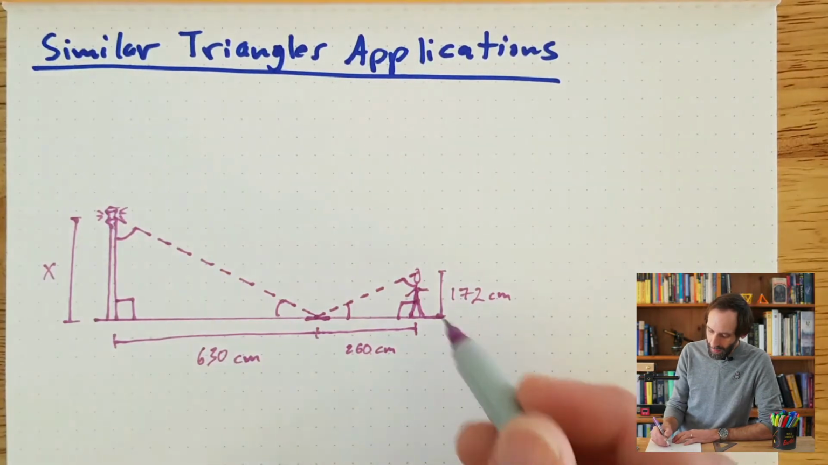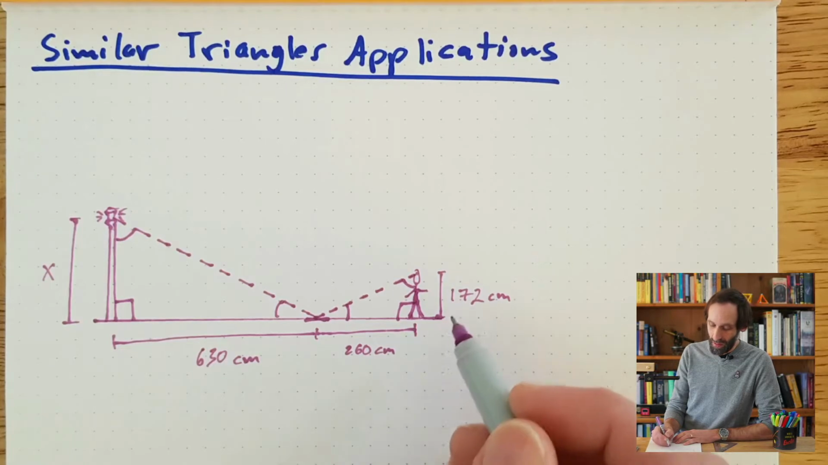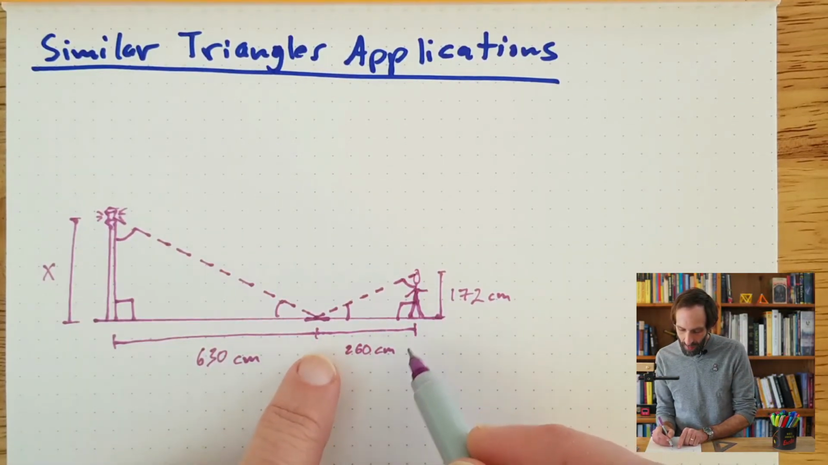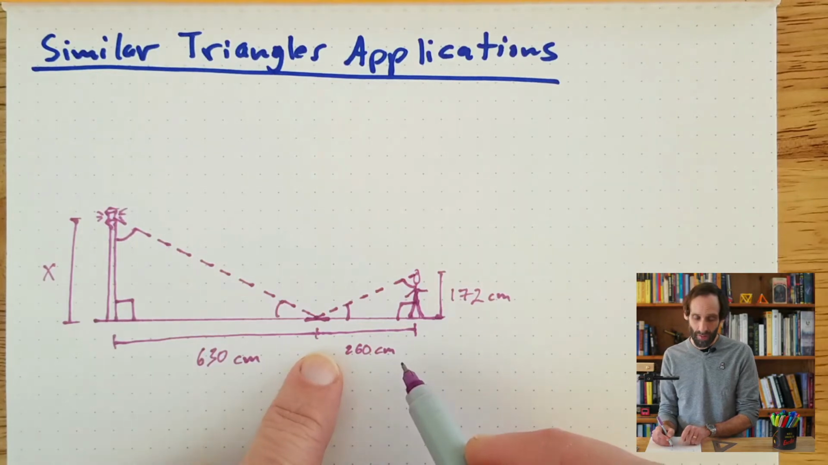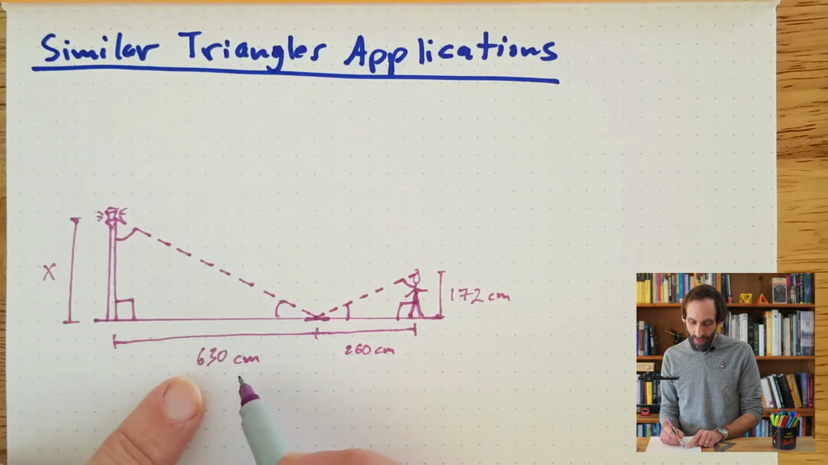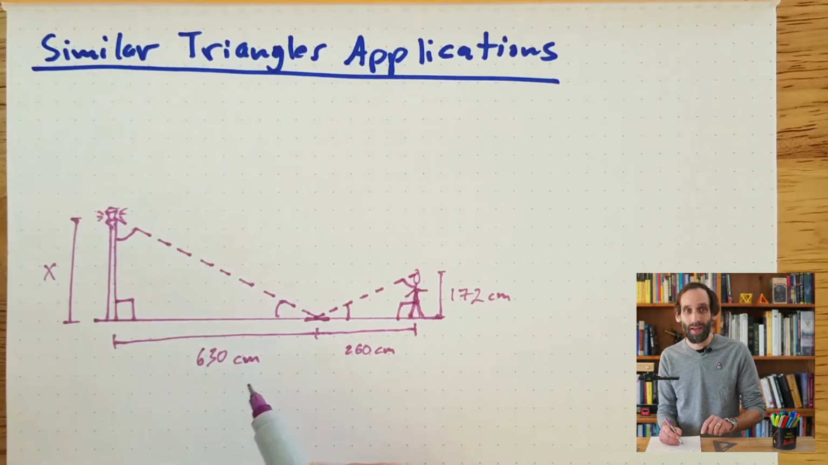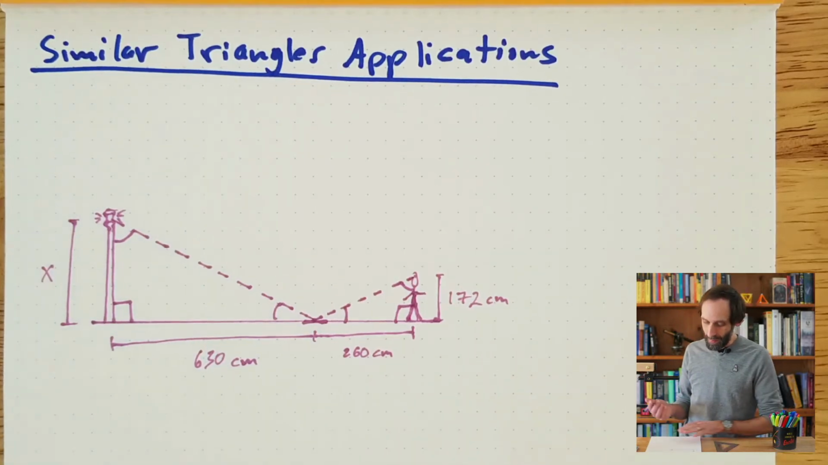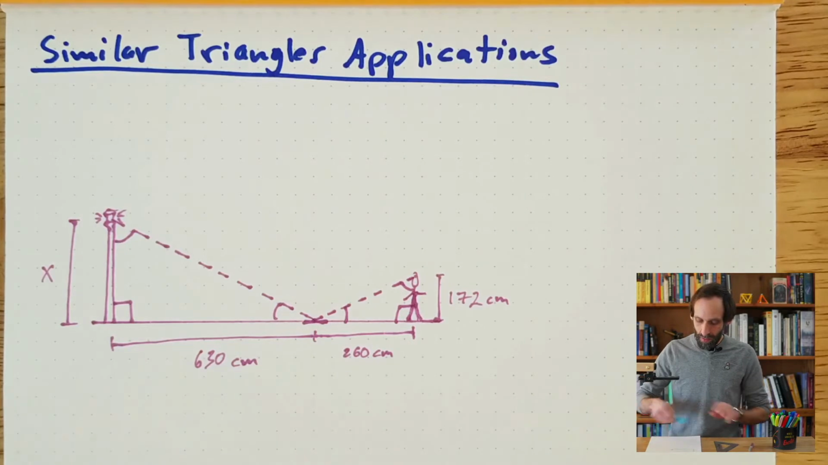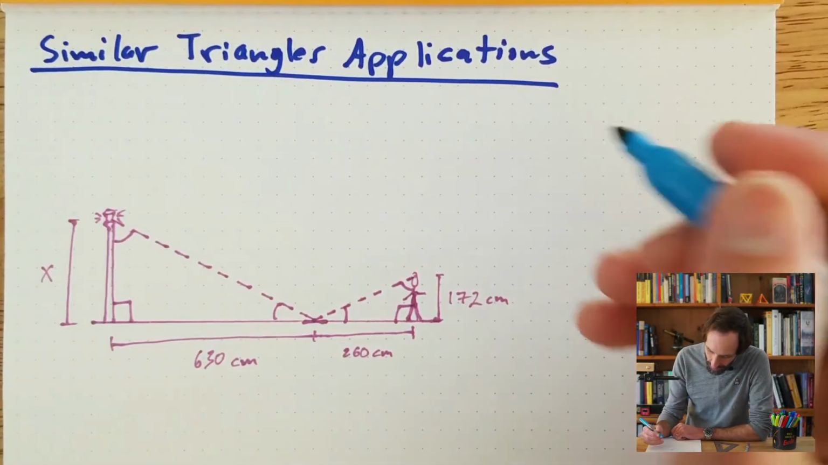So I'm going to say that the eye height of the person is 172 centimeters above the ground, and that the distance between the person and the mirror is 260 centimeters. Then we'll say that this distance from the mirror to the lamppost is 630 centimeters, and in order to find the height of the lamppost, x, we set up a ratio as we have in the past. So let's go ahead and set that up. So our ratio is going to be this.